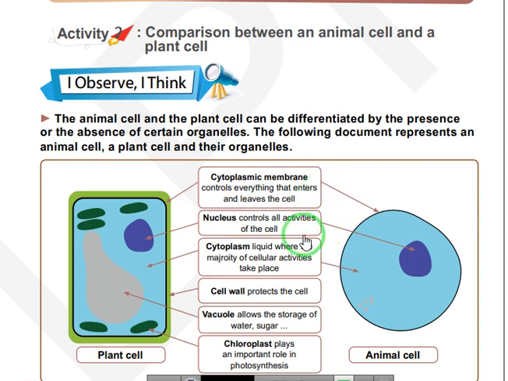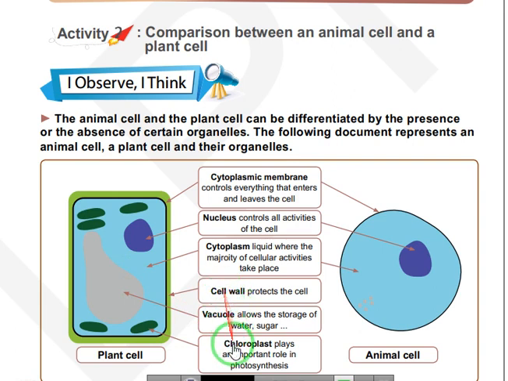The second part, which is also found in both cells, is the nucleus. As we said before, it is the site of DNA, and it controls all activities of the cell. The cytoplasm, the liquid inside the cell, is also found in both cells, where the majority of cellular activities take place.